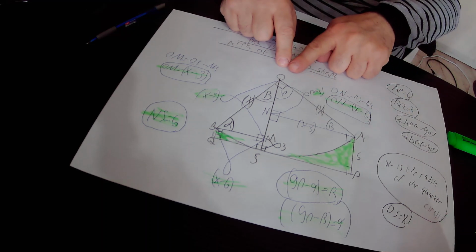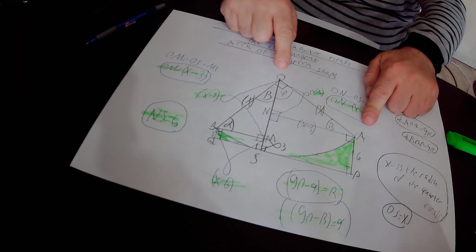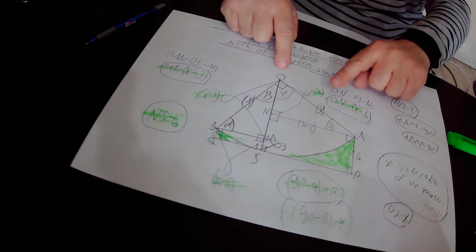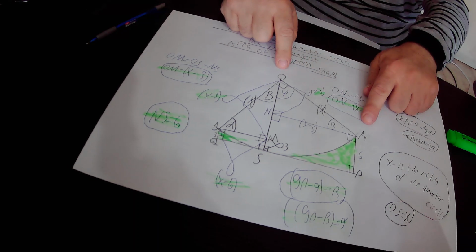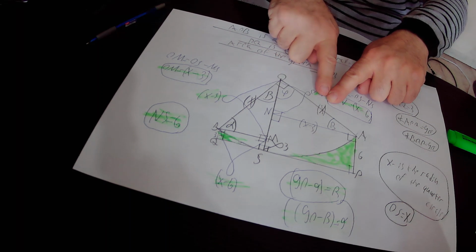Line segment OA starts from point O, that is the center of the quarter circle, and ends at point A, that is the point of the quarter circle itself. So this is exactly the definition of a radius. Therefore, OA equals x, that is the radius of the quarter circle according to our definition.